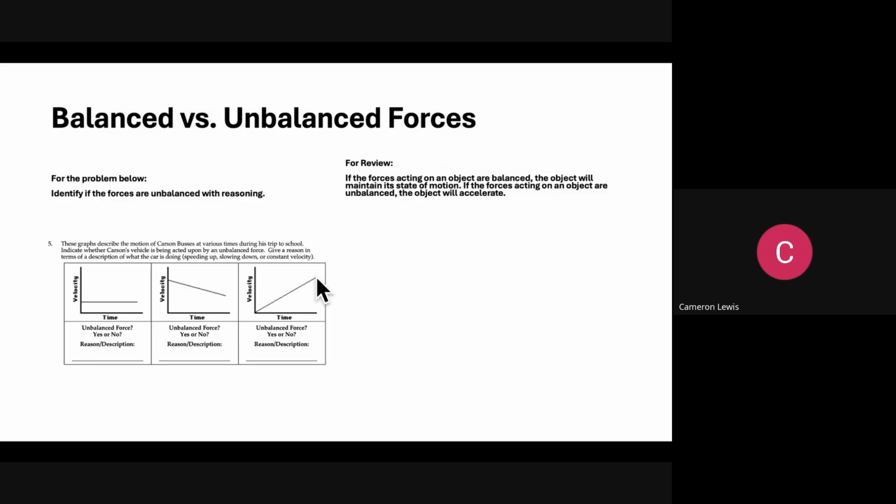Are the forces balanced in the second one? No. Why do you say so? How do you know it has acceleration? What does a sloping line mean in the context of a velocity time graph? We know the forces are unbalanced because in the velocity time graph we see that the velocity is changing over time, which means we have what word? Acceleration. And we just said if the forces acting on the object are unbalanced, the object will accelerate.